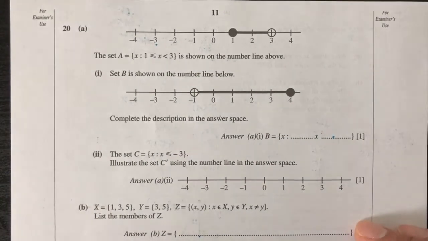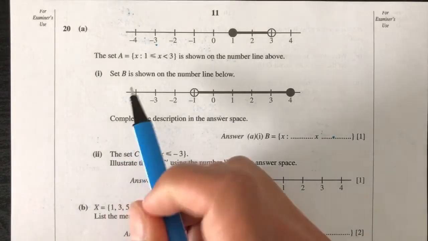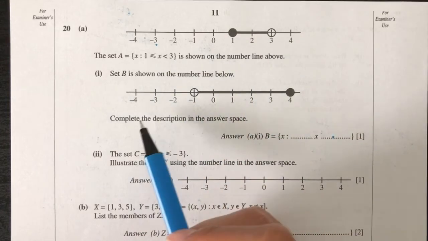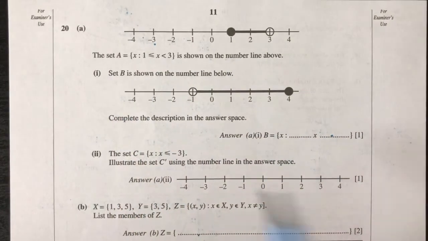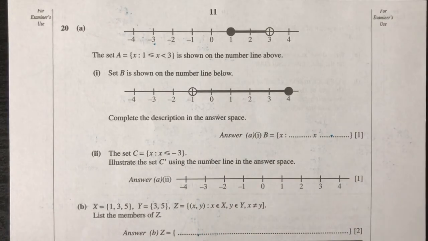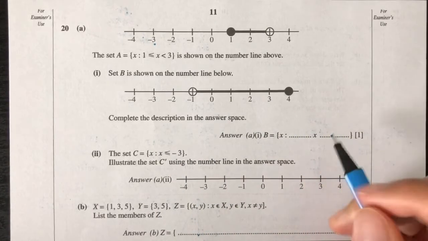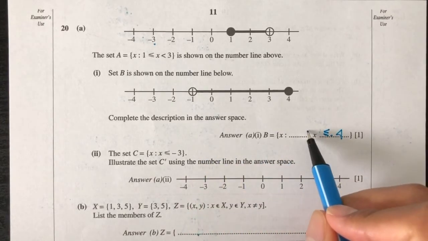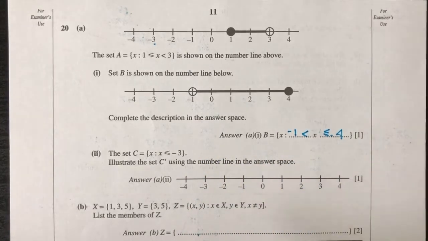Question number 20. So here we have a set A. A is x between 1 and 3. So 1 and 3. Great. And we have a set B, which is between this and this. So describe the set B. Pretty easy. So here 4 is inclusive. You will do including 4. 1 is not, so you would just not include minus 1. So this is the set B.